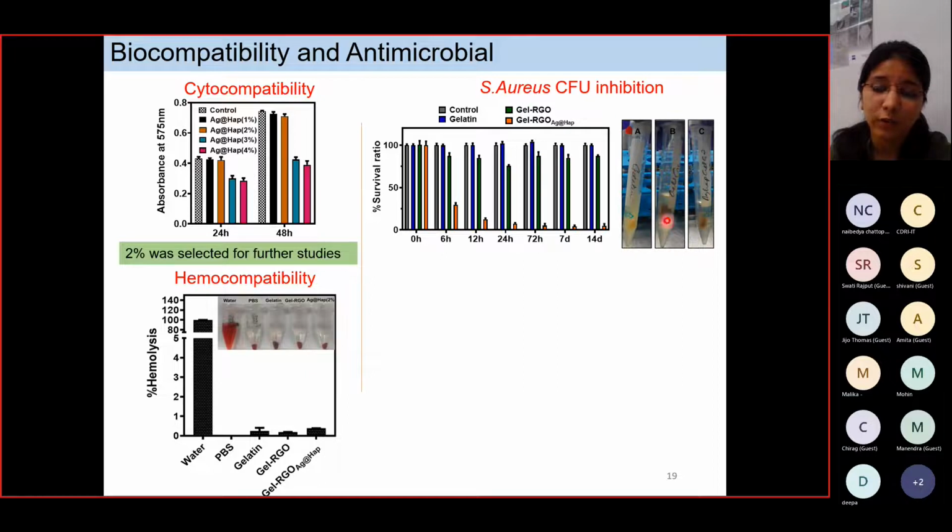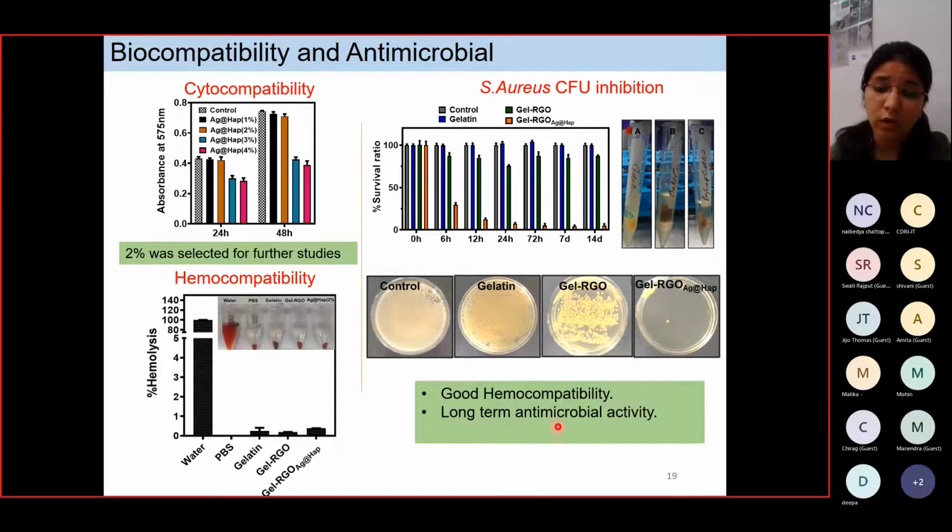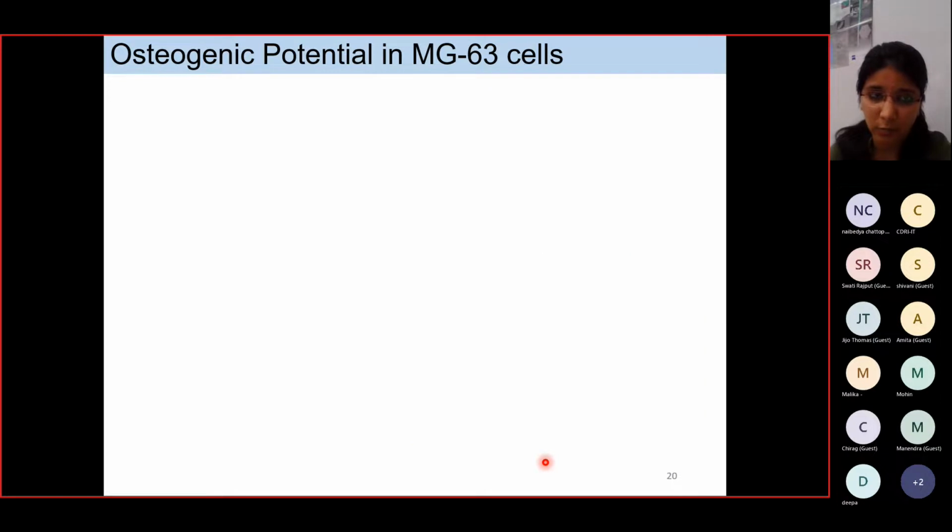Our next study was to carry out the antimicrobial study. We incubated our cryogels with bacteria over various time durations, and due to the continuous release of silver, we saw that there was a significant antimicrobial property obtained for these cryogels. So we saw good hemocompatibility and good antimicrobial activity.